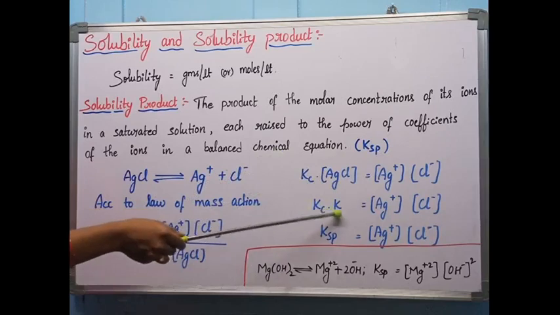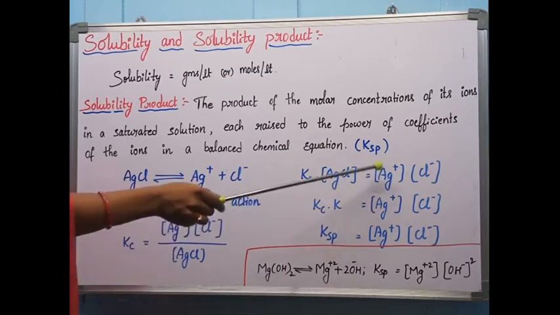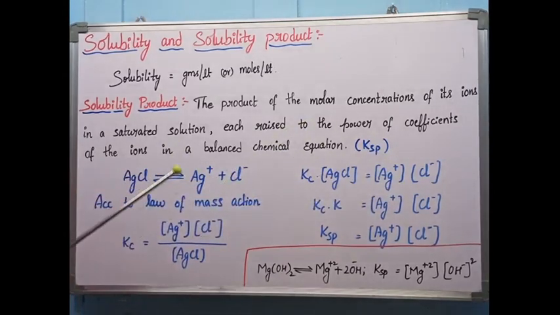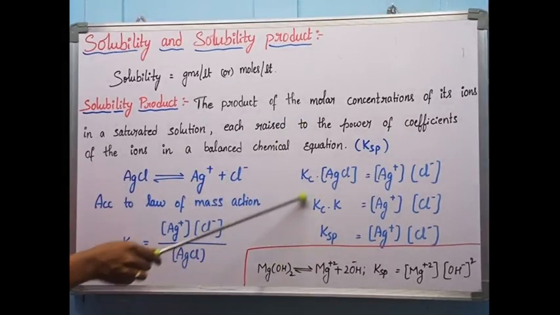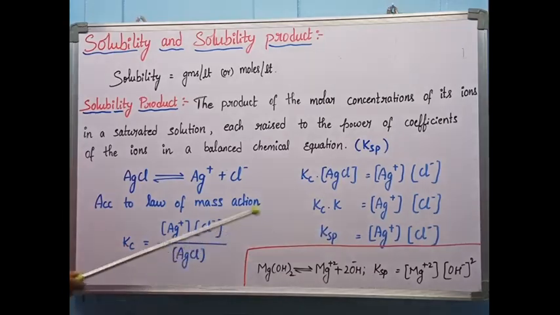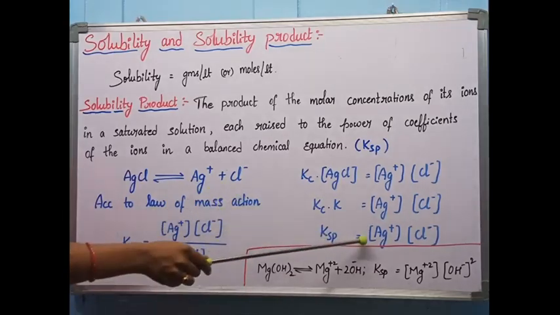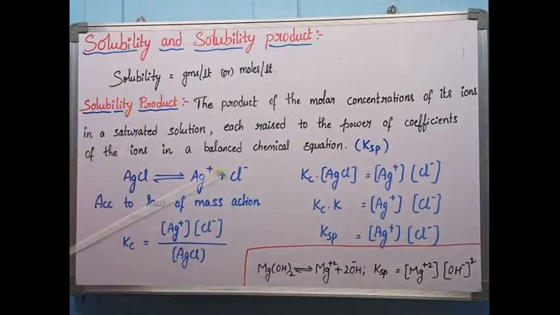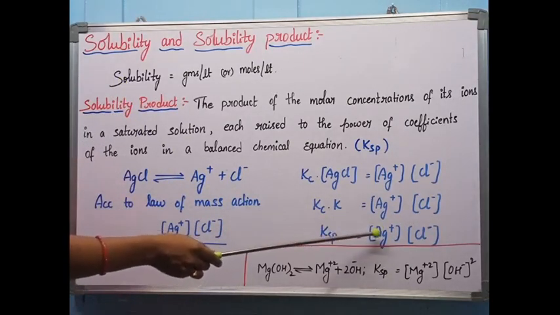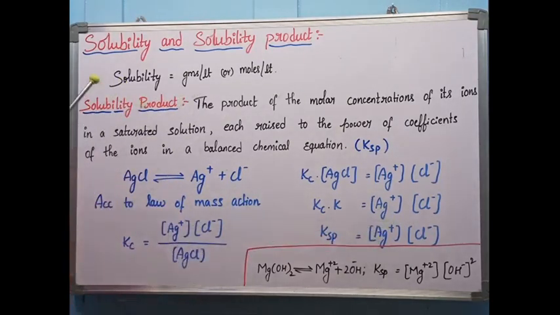So Kc times the constant, and we'll write Ag plus concentration and Cl minus concentration. This will be considered as the solubility product. This is the solubility product of AgCl, that is nothing but Ag plus concentration times Cl minus concentration. So the product of molar concentrations of ions in a saturated solution is called the solubility product.